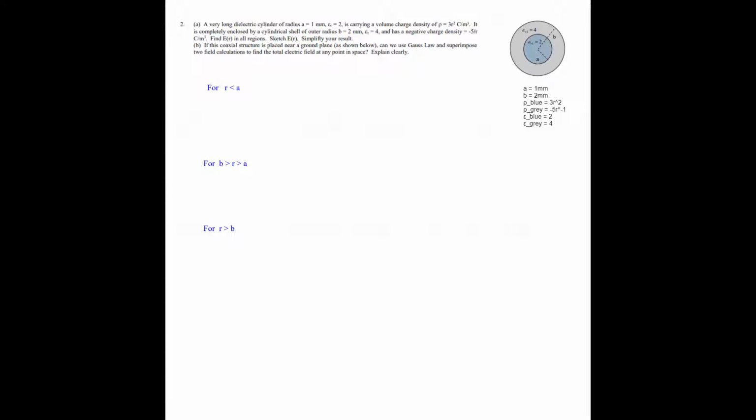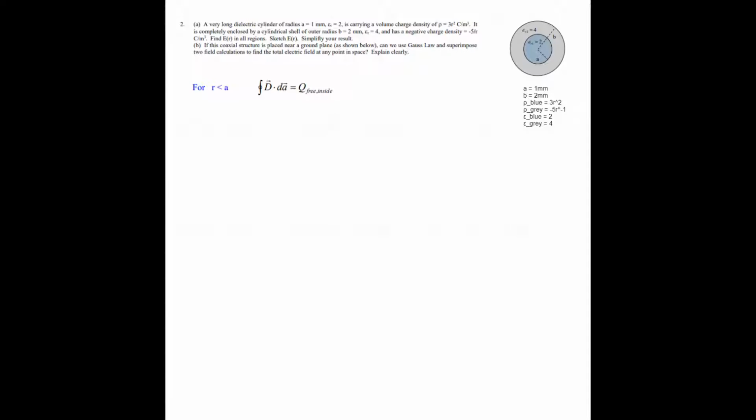So starting off, you basically want to identify beforehand the regions in which the electric field has a different formula and write them out, and then you want to do them one by one. So first off, we're going to look at where the radius is less than A, so basically the blue region, where the radius is between B and A, so the gray region, and where the radius is outside the cylinder, so that's where the radius is greater than B. So we write them out, and then we go for the first one.